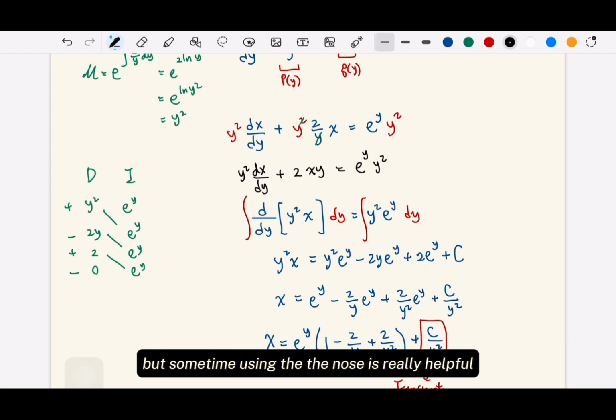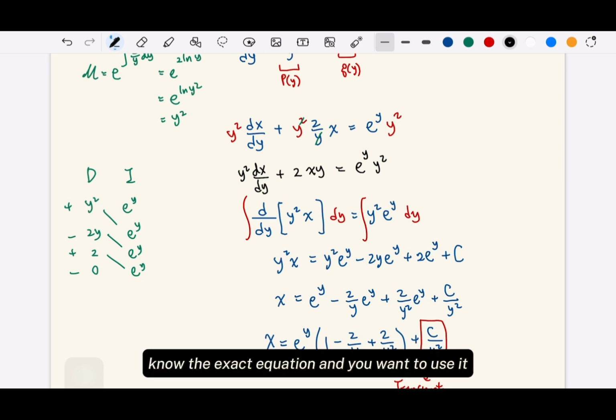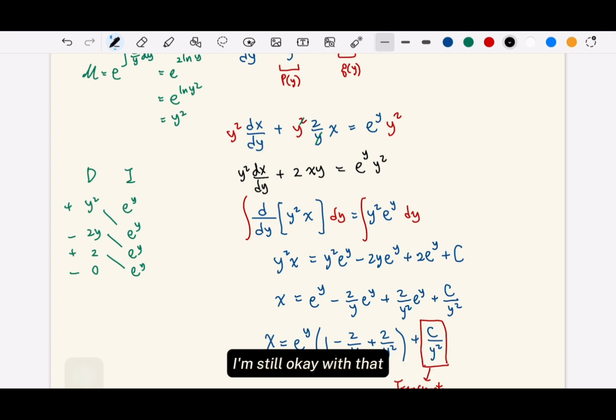But sometimes using the notes is really helpful because you have different methods. But for the quiz, you only have at least two: separable or linear. If you know the exact equation and want to use it, I'm still okay with that. But mostly our questions can be solved with separable and linear.